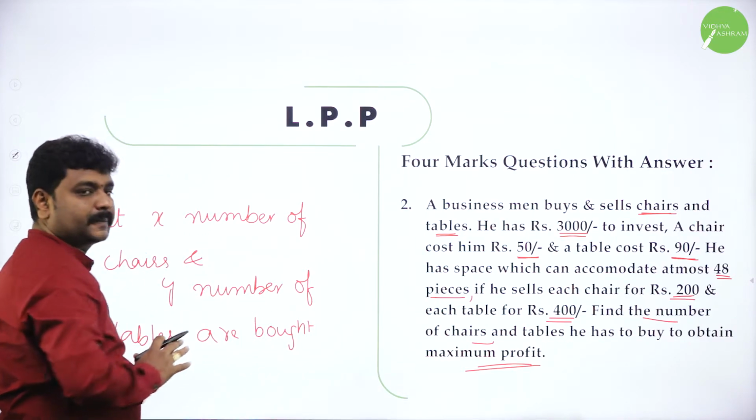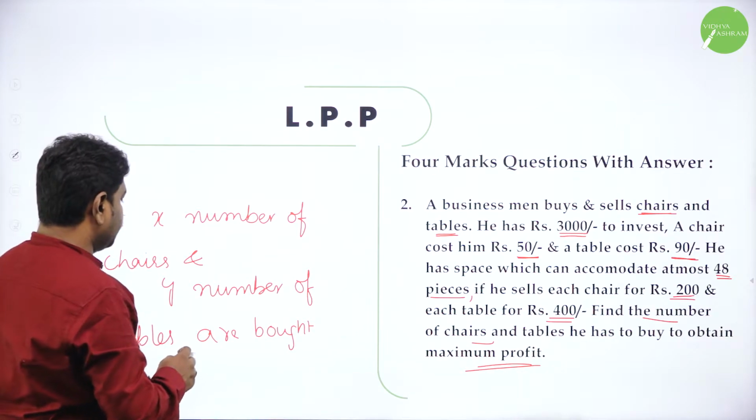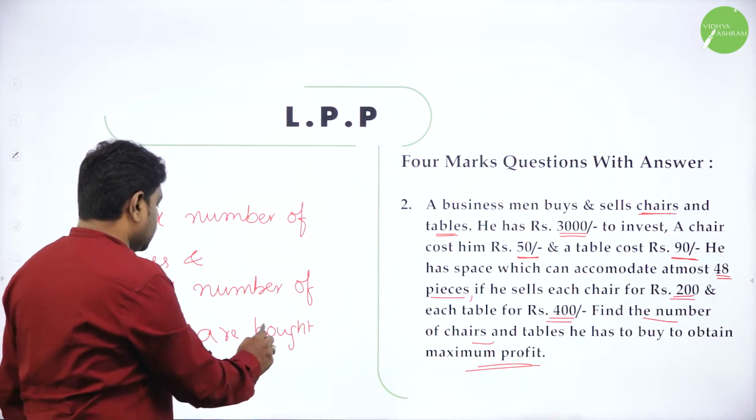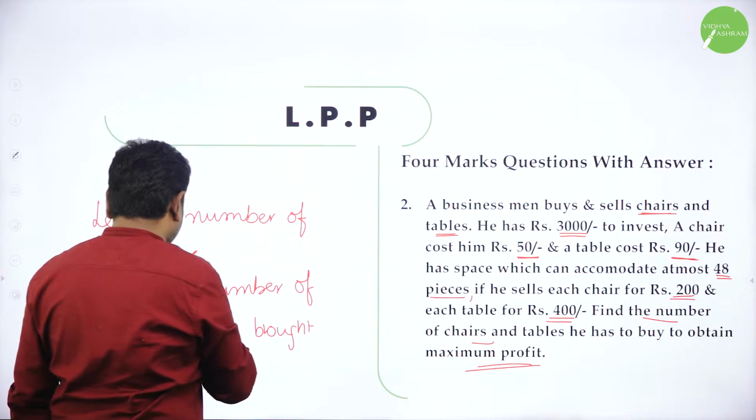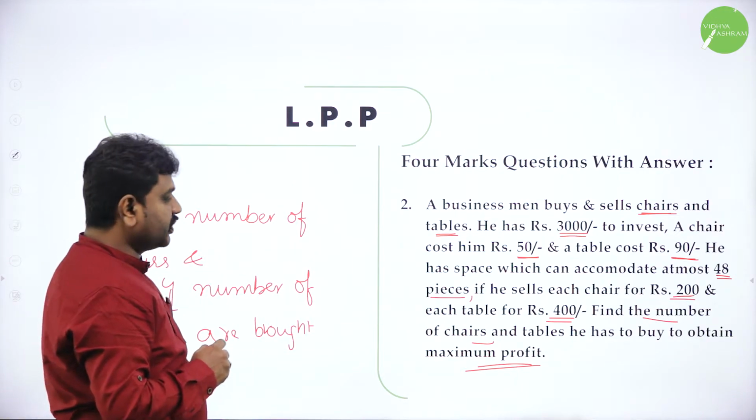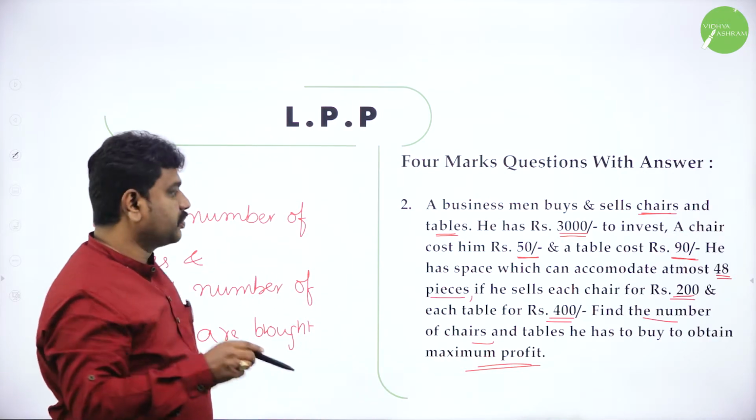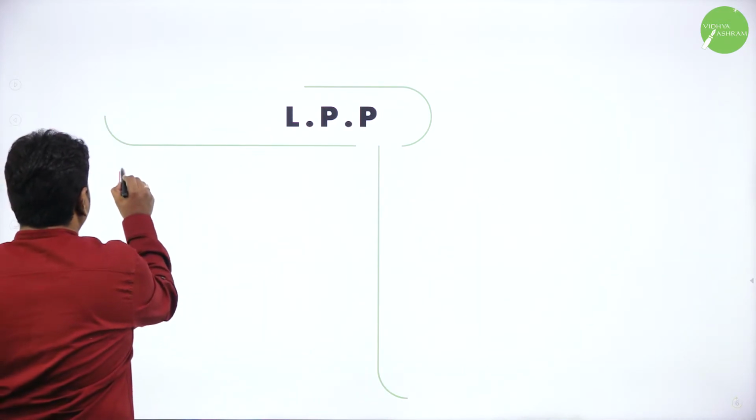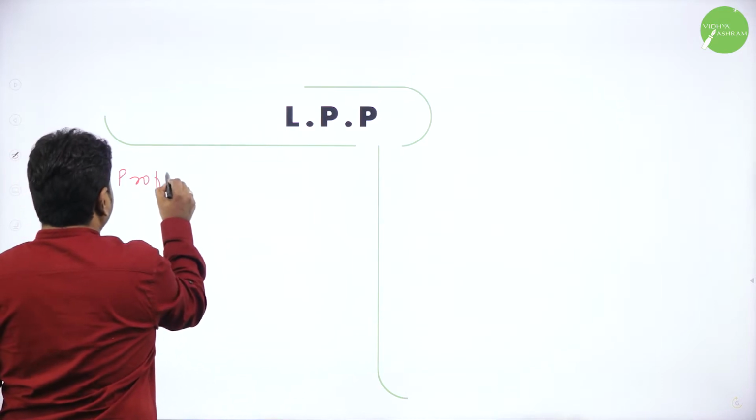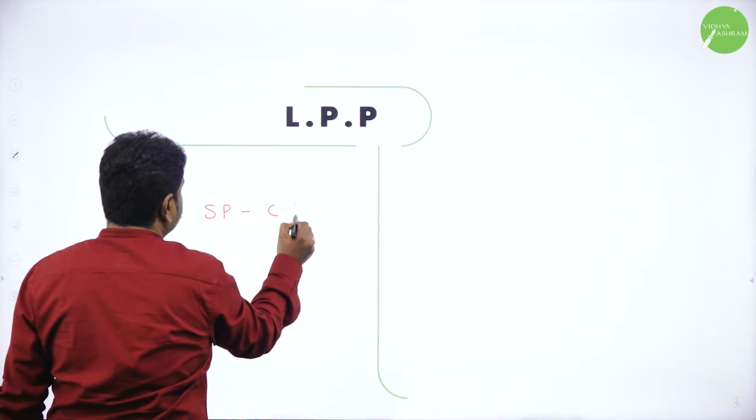This is our assumption. Remember, we are assuming X number of chairs and Y number of tables to be purchased. This is our assumption, the unknowns. And they want to maximize the profit. You know profit. What is meant by profit? Profit is selling price minus cost price.